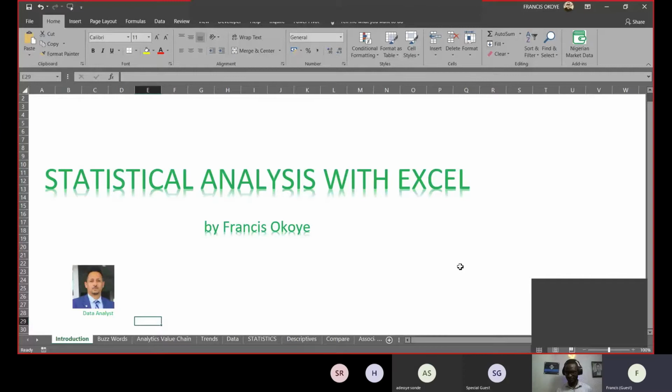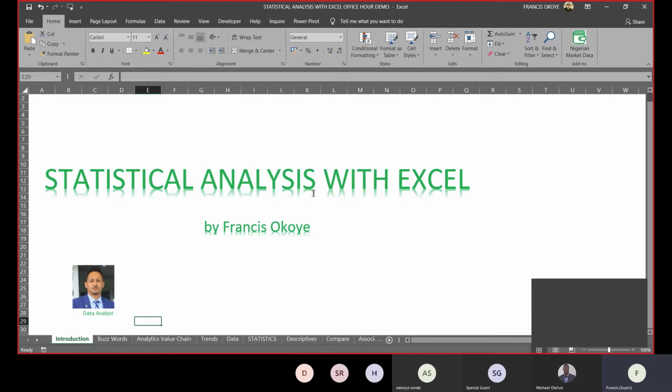So basically, what we are going to be doing today is statistical analysis with Excel. I don't know the assumption we are going to make, whether we are beginners, intermediate, or advanced, but just to make sure that everybody's on the same page, let's assume we are all beginners. So basically, statistical analysis with Excel. I'm sure most times we have done one form of analysis or another, using either of the tools.